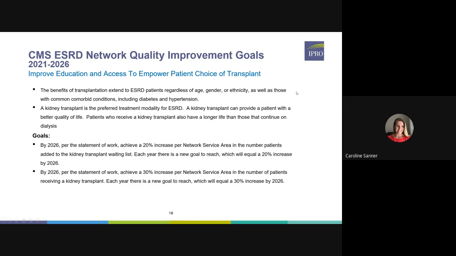In order to reach these goals set by CMS, the network organizations use quality improvement methods to increase the quality of care and the performance at the dialysis facility level. The work also extends to transplant centers and other stakeholders in the ESRD community.